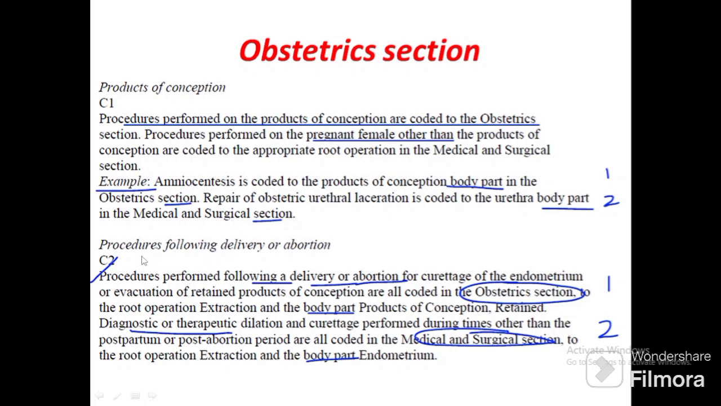And sometimes there will be procedures following delivery or abortion. For example, curettage of endometrium is coded to the root operation extraction in the obstetrics section, but the therapeutic dilation or curettage performed during times other than this delivery or abortion is coded to the medical and surgical section, to the root operation extraction.